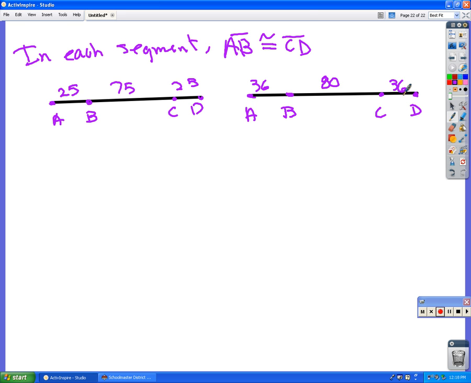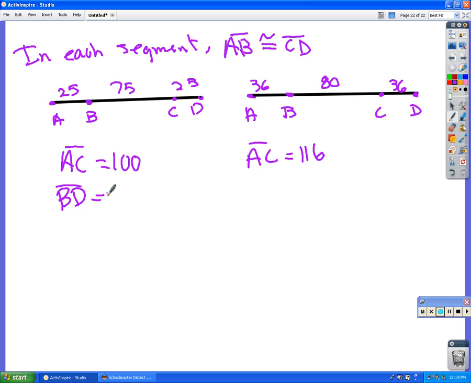Okay. All right, so from this, what is the length of AC here? From the markings on the diagram, 100. What is the length of AC over here? 116, okay? On the first diagram again, what is the length of BD?